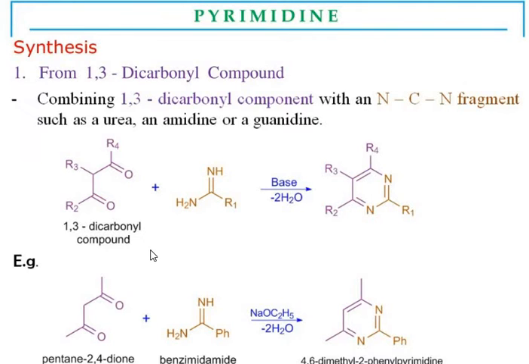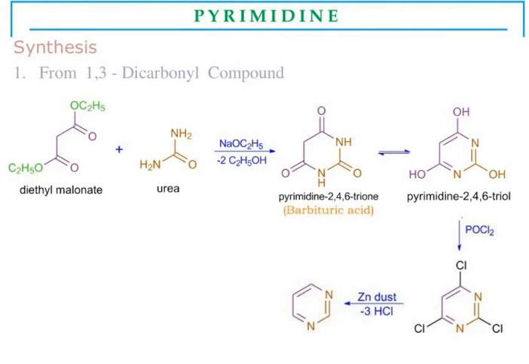This is the 1,3-dicarbonyl compound, and this is the nitrogen-carbon-nitrogen fragment. You can see this fragment in urea, amidine and guanidine. Then you will get this heterocyclic ring, pyrimidine. A specific example: if you have pentane-2,4-dione, then it reacts with benzimidamide, and you will get this product.